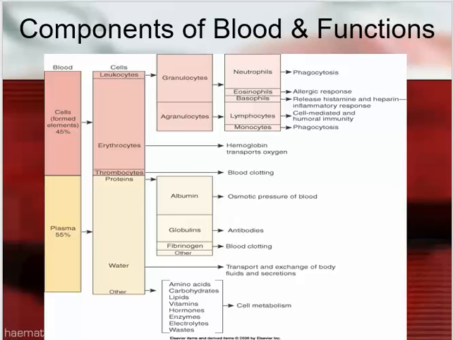Of the plasma, most of it is water. There are proteins. There are three major proteins: albumin, which controls osmosis, globulins, which are antibodies, and fibrinogen, which is involved with blood clotting. Fibrinogen will become fibrin. And then other things are in the plasma, dissolved, like the amino acids, carbohydrates, vitamins, hormones, waste products, all of that kind of stuff is just found dissolved in the blood plasma.